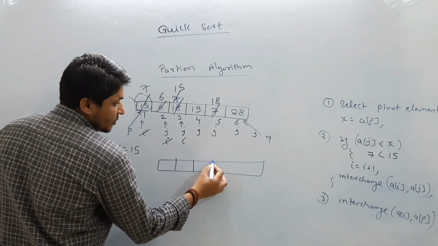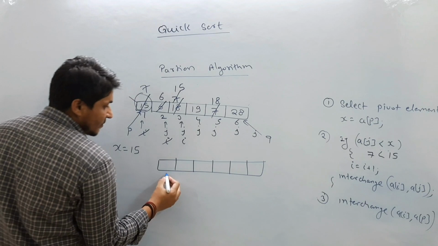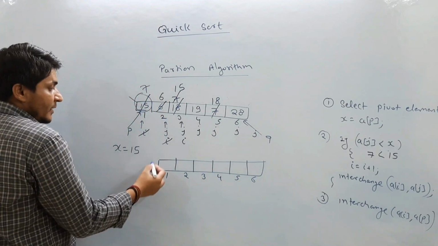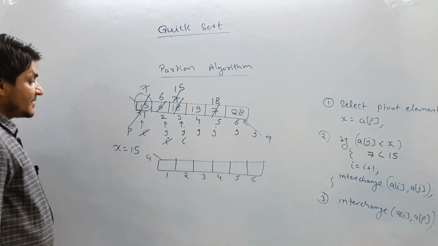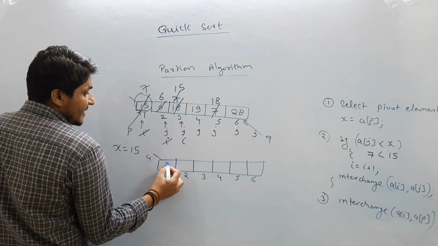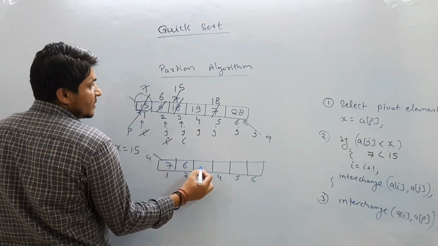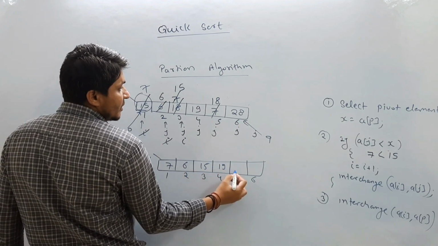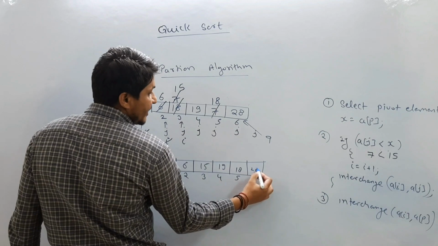1, 2, 3, 4, 5, 6. So this is the array. Now what is the final array? So 7. Now the second element is 6. Third element is 15. Next element is 19. Next is 18. Next is 28.